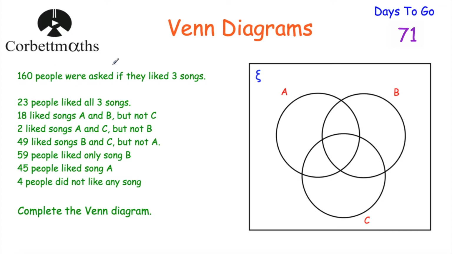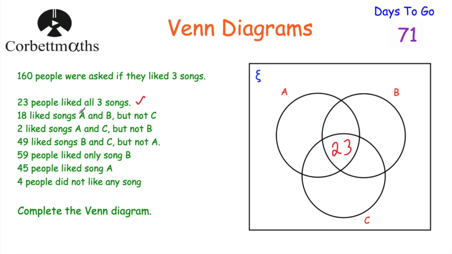It says 160 people were asked if they liked 3 songs. There's song A, song B, and song C. 23 people liked all 3 songs. So in terms of liking all 3 songs, they're going to be in the middle here. So 23 people liked all 3 songs, so they're going to go there. So we've done that one.